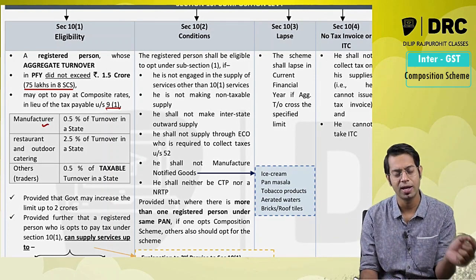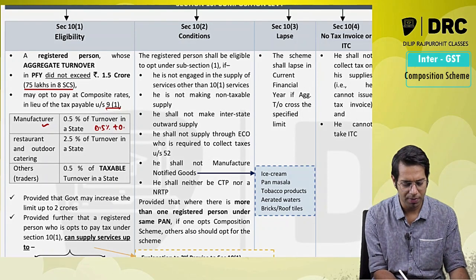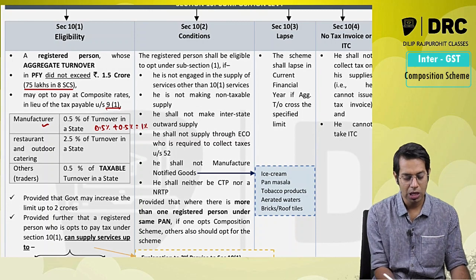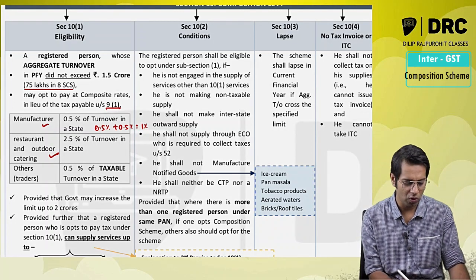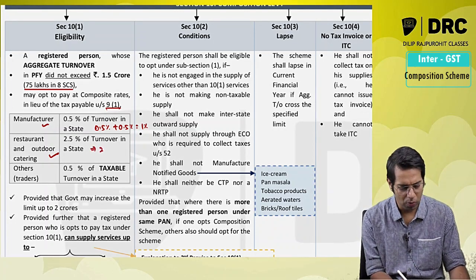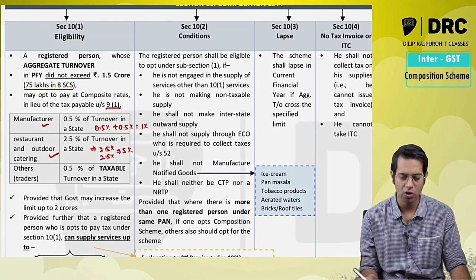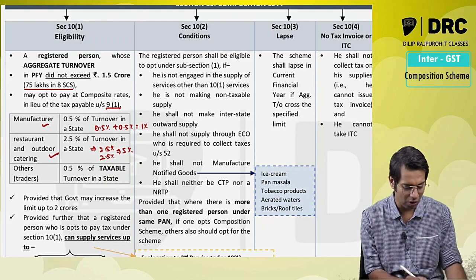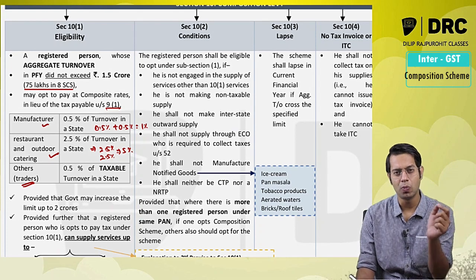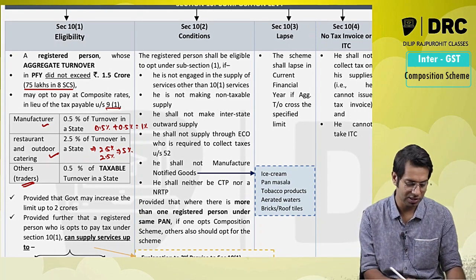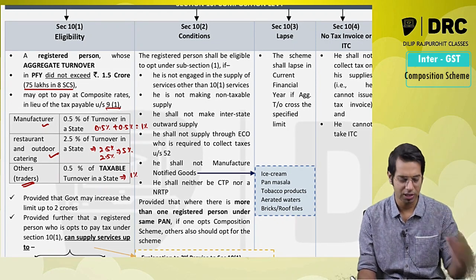If you are a manufacturer, it is 0.5% of turnover in the state, that is 0.5% CGST and 0.5% SGST. Effectively it is 1% of turnover in the state. If you are a restaurant or outdoor catering service provider, for you it is 2.5% of turnover in the state, 2.5% CGST, 2.5% SGST. Effectively it is how much, sir? 5% of turnover in the state. And if you are another category of dealer in goods, you can be a wholesaler, retailer, trader, etc., then it is 0.5% of taxable turnover in the state. Effectively it is 1% of taxable turnover in the state.